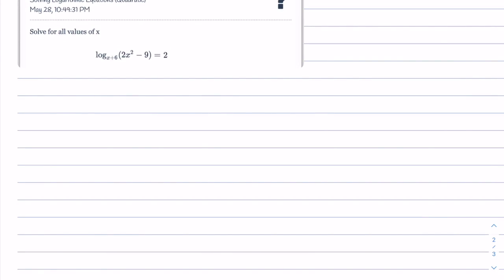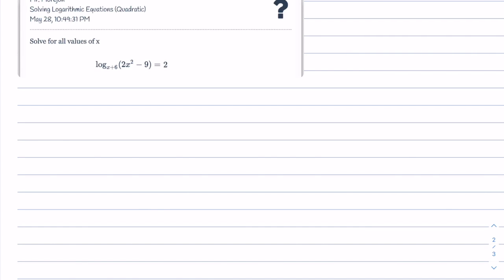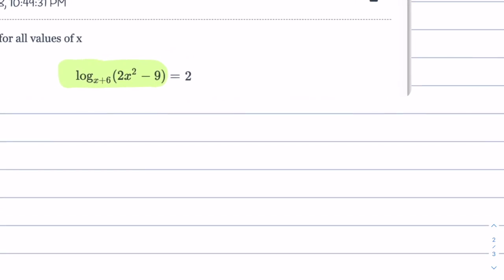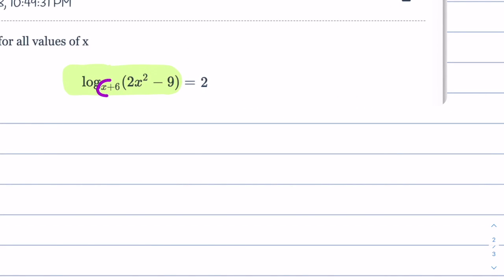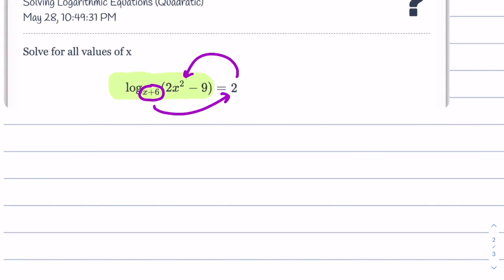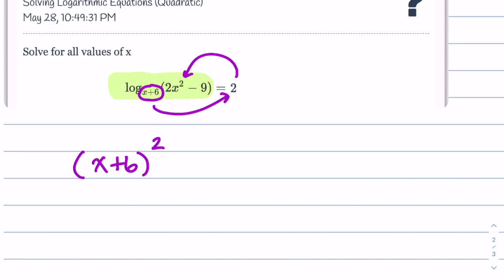I'll go ahead and check this one as well. So here we would do the exact same thing. Luckily the log is already condensed. So let me blow this up. This one's a little weird because it has a whole expression as the base, which is not super common, but the logic is the same. If we wanted to write this in exponential form, this is the base, this is the exponent, this is the answer. And so you can clearly see this is going to be exponential.